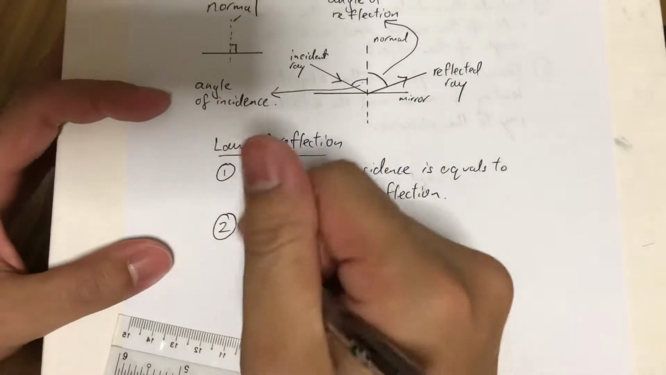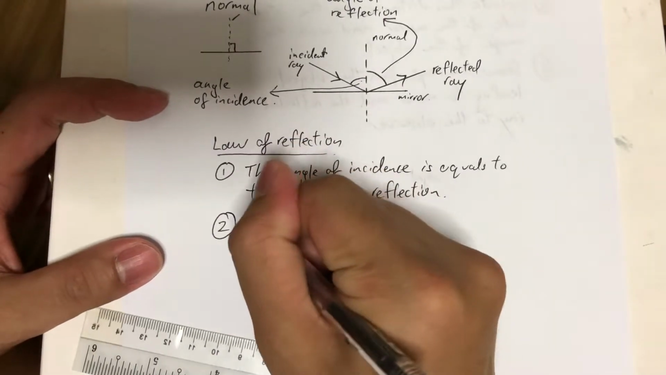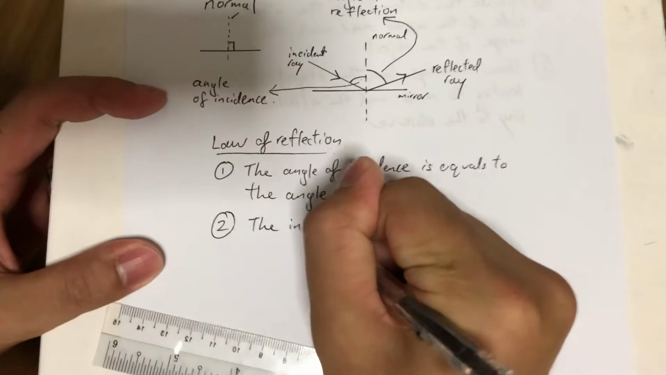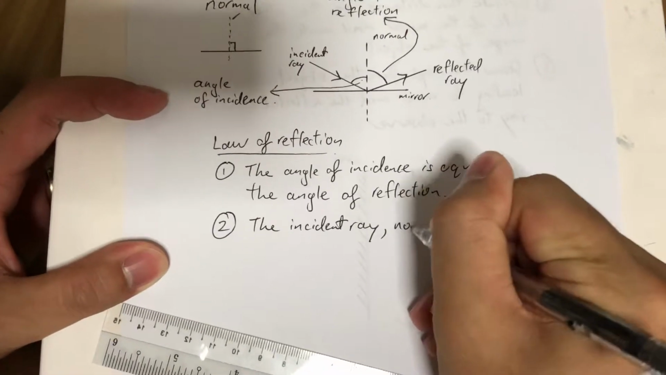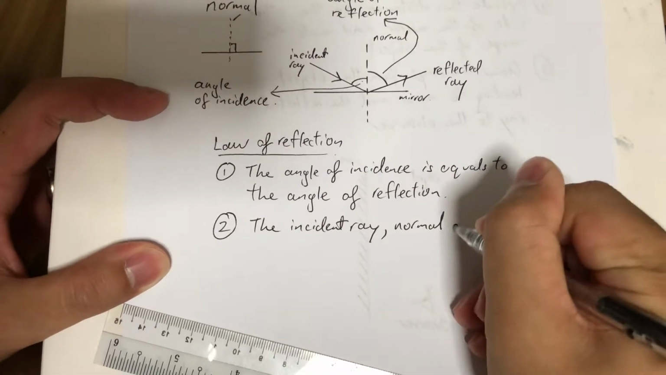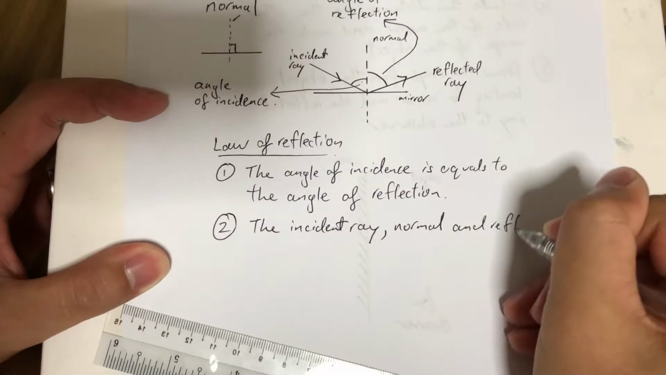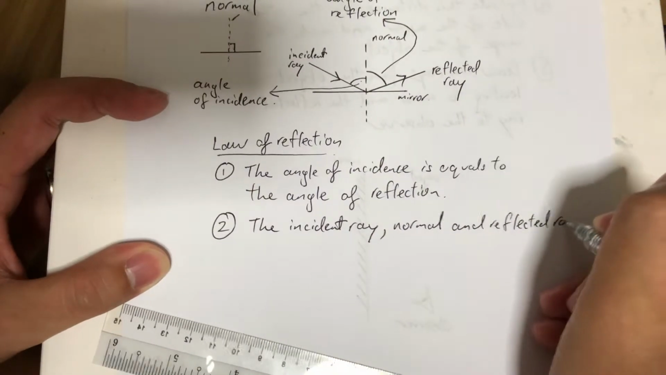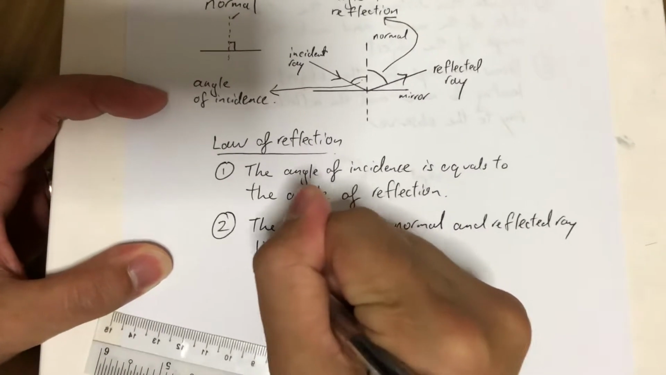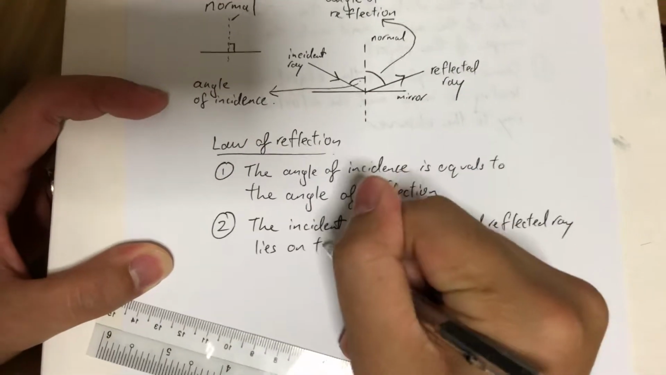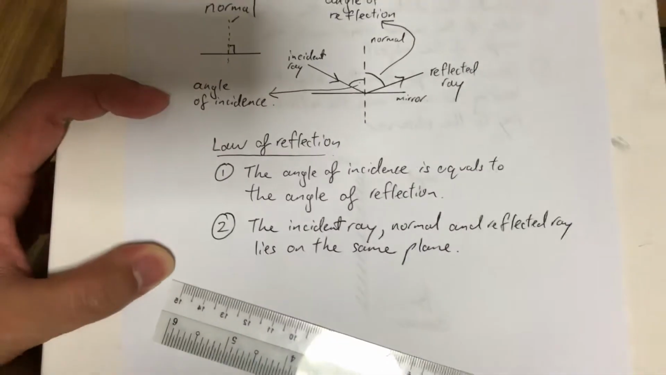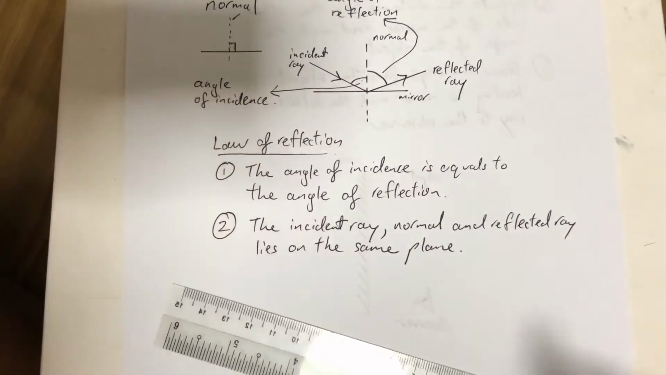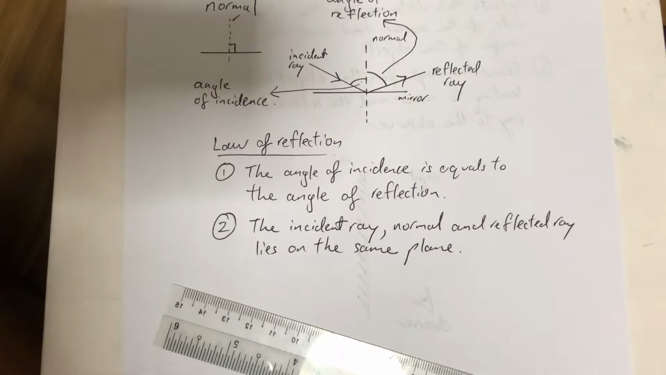For the second part, it says that the incident ray, normal, and reflected ray lie on the same plane. For those who are not familiar with this word plane, it's a mathematical term that says that they are all on the same surface.